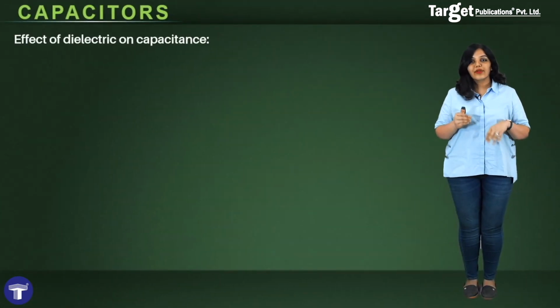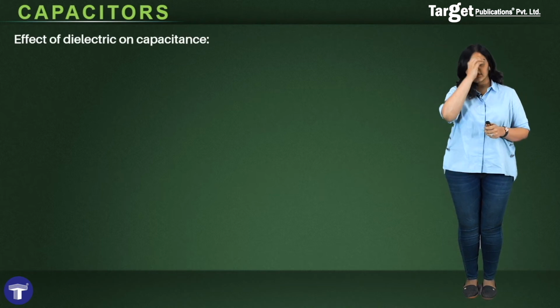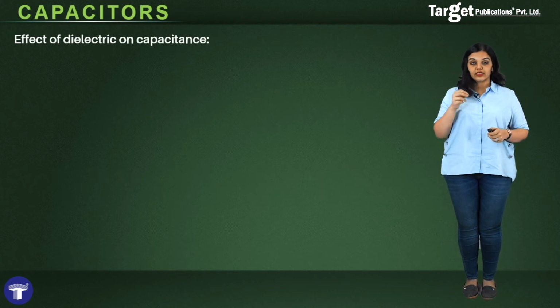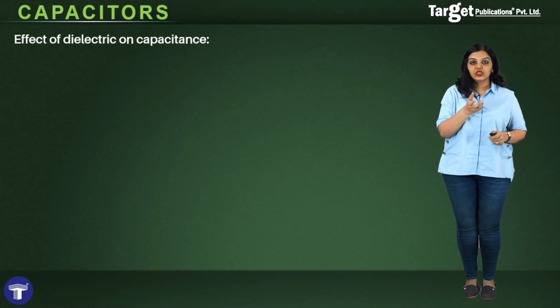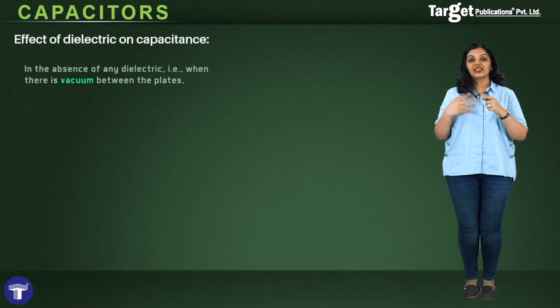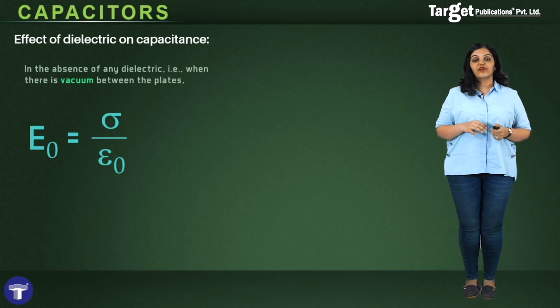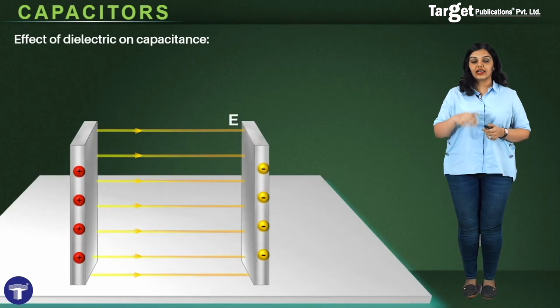So now what would happen if I fill the gap between the plates with a dielectric? What we're trying to find out is the effect of the dielectric on the capacitance, and how that initial formula will change. We already know that in the absence of any dielectric, that is when there's vacuum between the plates, we found that the electric field is sigma upon epsilon naught. Now I'm trying to find out what will happen if I place a dielectric in between.